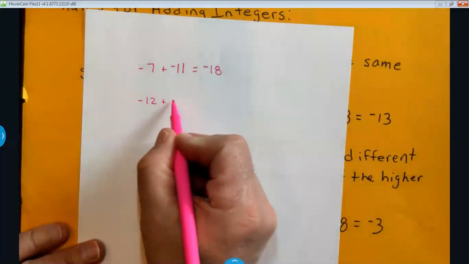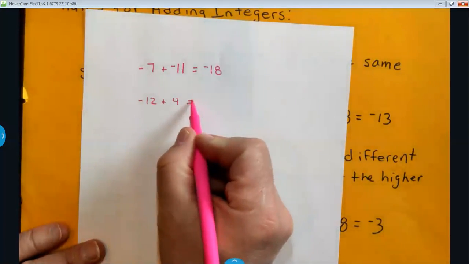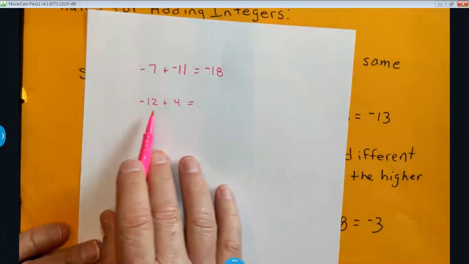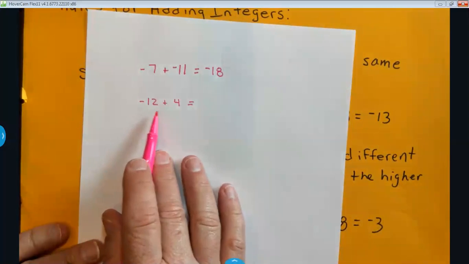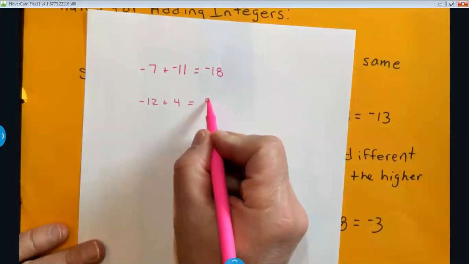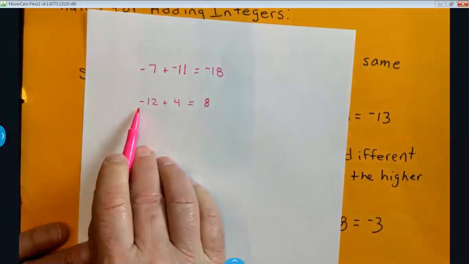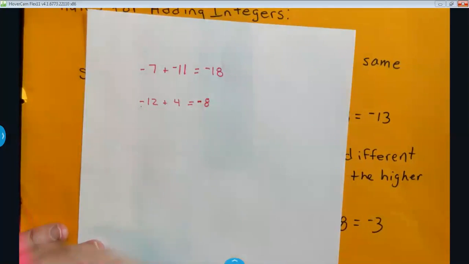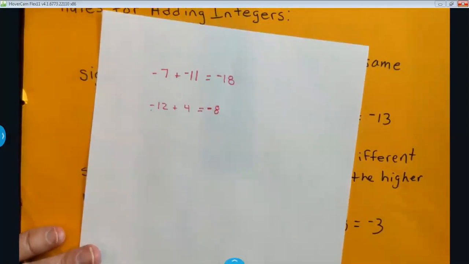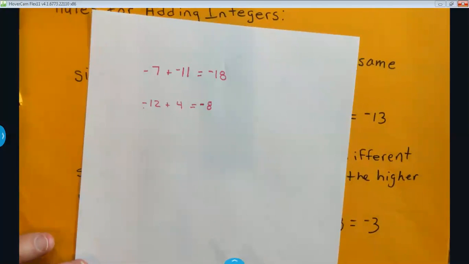-12 plus 4 equals, now I'm adding two integers that have different signs. So I subtract. 12 minus 4 is equal to 8. The higher number is 12. Its sign is negative, so my answer is going to be negative. I subtract and keep the sign of the higher number.